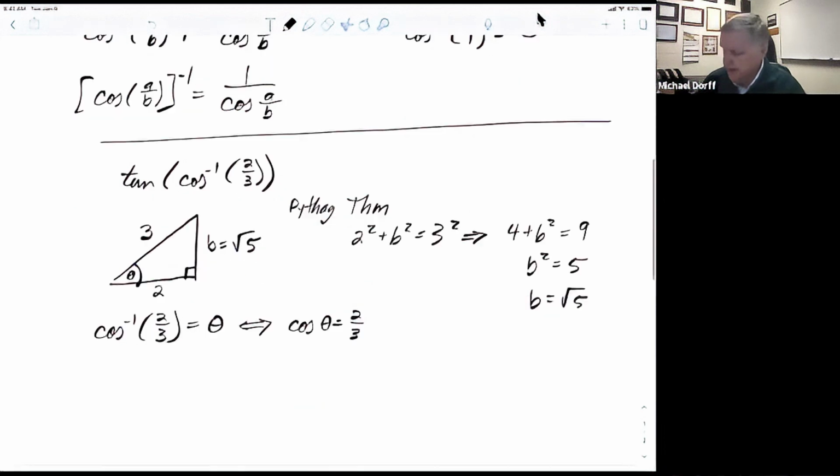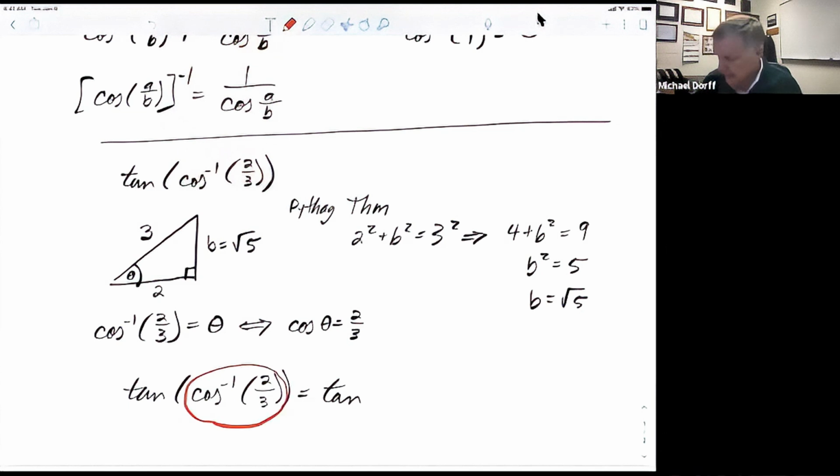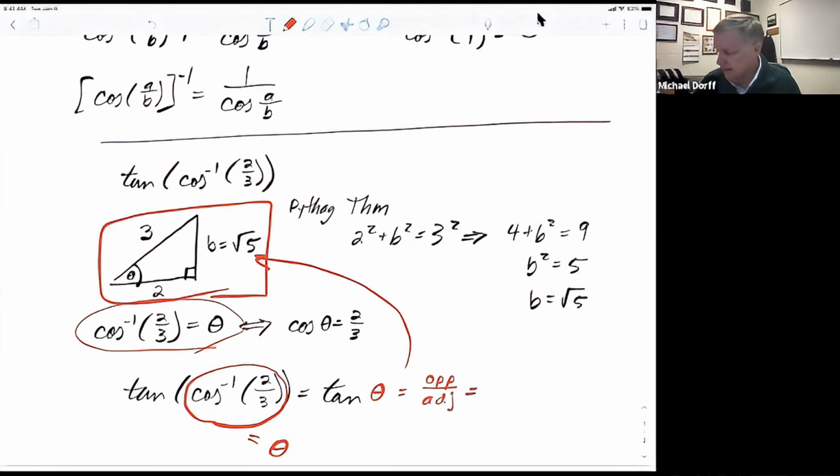So when I have this tangent of the inverse cosine of 2/3, I know that's just going to be the tangent. Well, what is the equivalent? What does this equal? That equals theta, because that's what we have right here. So that's going to be the tangent of theta. Well, what's the tangent of theta? Now I go back to my triangle here, and I know the tangent is the opposite over the adjacent side, and that's going to give me square root of 5 over 2. And that's my answer. Hope that helps.